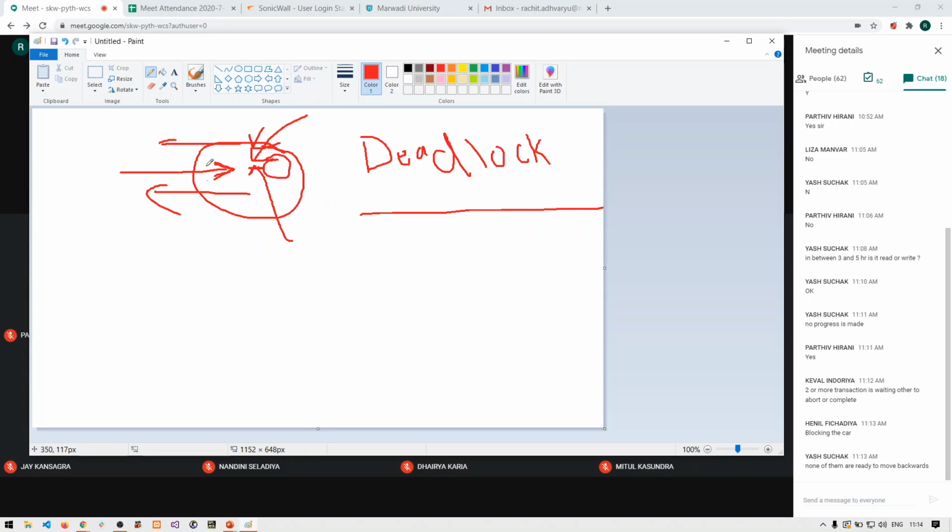We can say that if this particular car wants to move in this direction, but that direction is already occupied by this car. Similarly, if this car wants to move in this particular direction, then that path has been occupied by this particular car. And if this wants to move here, then again it is occupied by some other component, right? So this is what a traffic jam is, and a traffic jam can be referred to in a database as deadlock. Clear with the idea, everyone? What actually it wants to say? Is this clear?